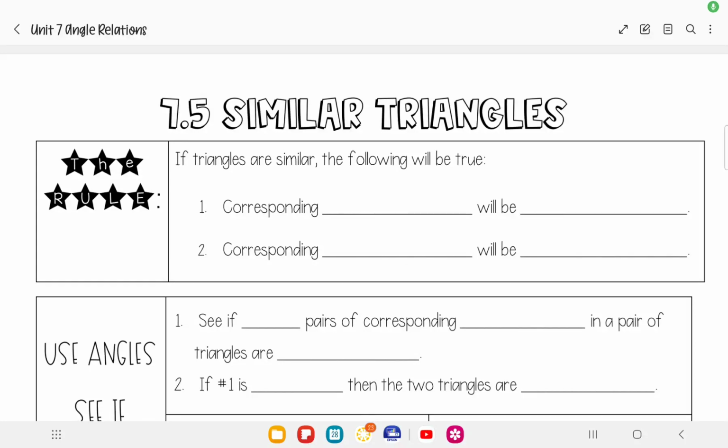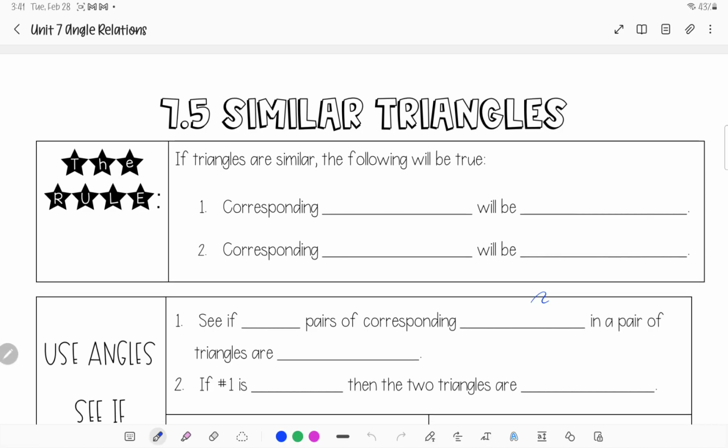In this unit, we're going to look at similar triangles. You did deal with similar triangles last year in 7th grade, and you were using proportions to set them up and find missing side lengths. So, things we should know about similar triangles. If triangles are similar, the following will be true. Corresponding sides will be proportional.